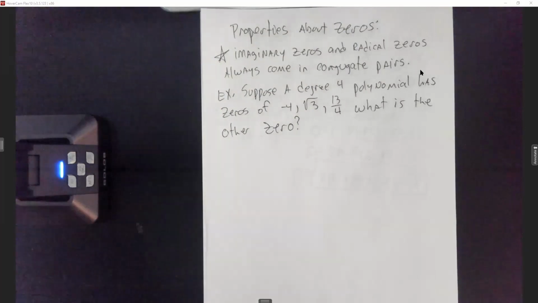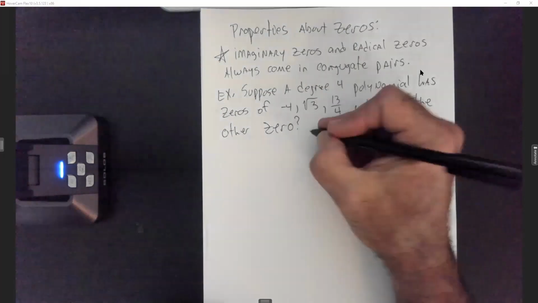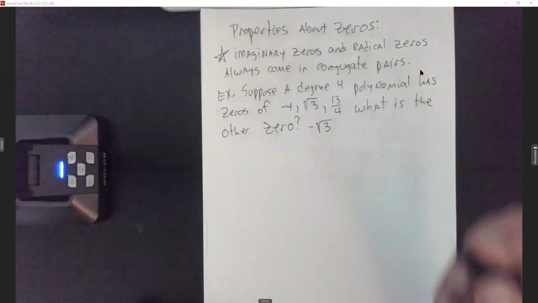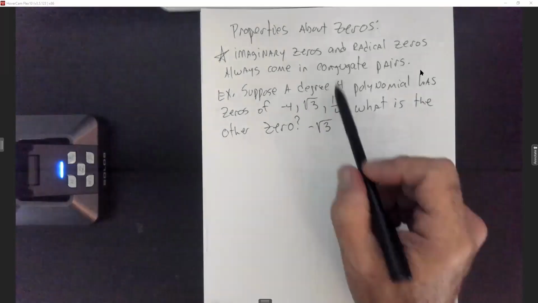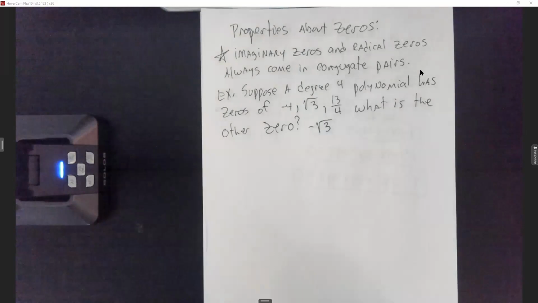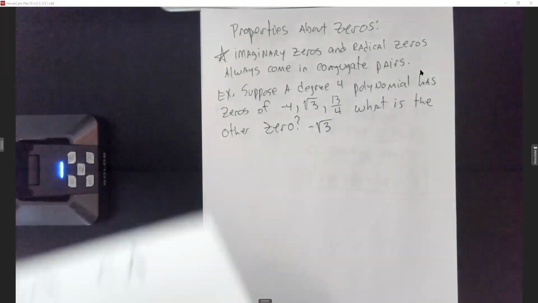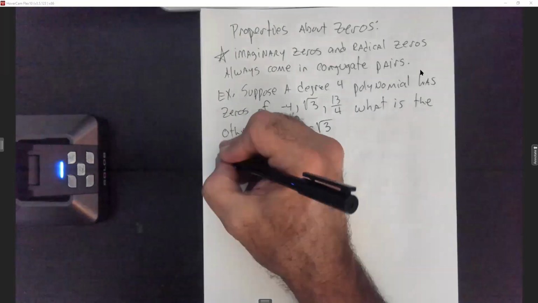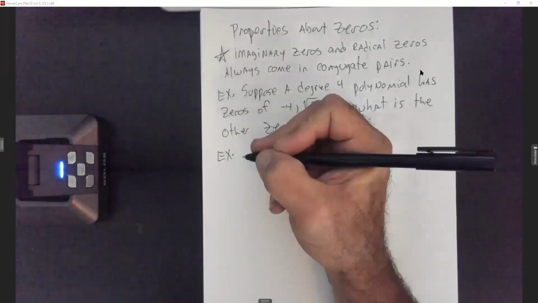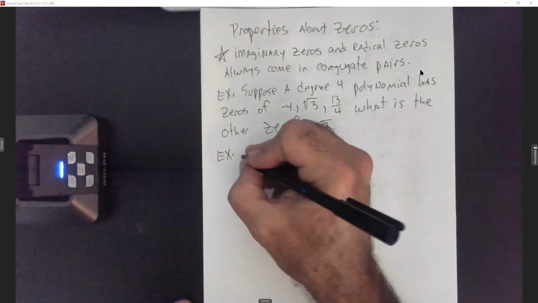Negative square root of 3. Oh man, that was quick. Negative square root of 3, because we just said right here they come in conjugate pairs. So good job. So do the same thing to this one. So once again, it's a degree 4 polynomial.